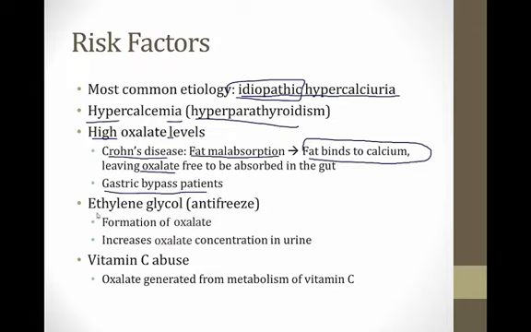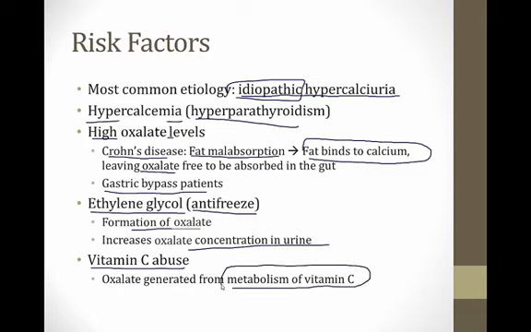A very rare risk factor is patients who have ingested ethylene glycol. Either it's a child who ingests it accidentally or an adult who has a suicide attempt. Ethylene glycol is antifreeze, and if you ingest this, you will form oxalate in the blood and you will get high oxalate levels in the urine. And then finally, patients who take way too much vitamin C can generate oxalate levels that are very high in the blood, because oxalate comes from the metabolism of vitamin C.